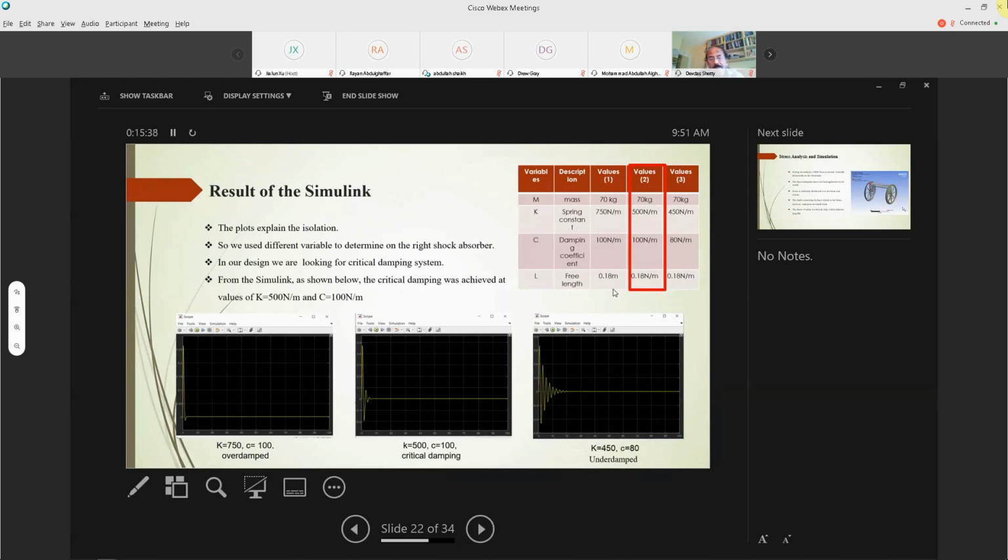As a result, in Simulink, after we added different values of spring constant and damper coefficient, as you can see in the top right, for our case, we choose a critically damped system with a value of K of 500 and C of 100 because it provides less vibration to the user.